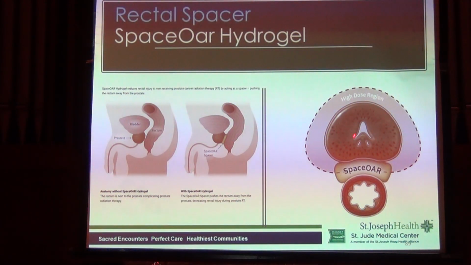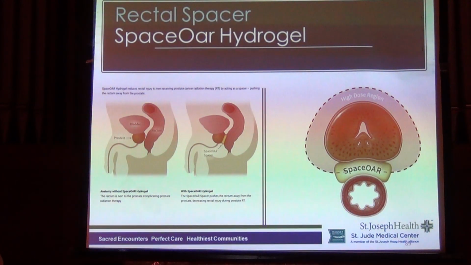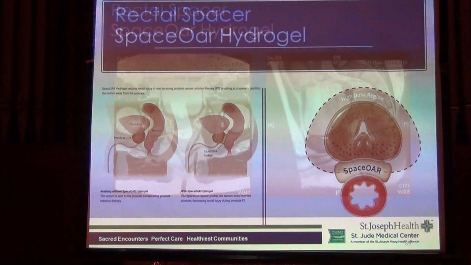So when we deliver the radiation and we give a high dose around the prostate, if you imagine the rectum being right up against here, well, you would get about 25% of the rectum getting a very high dose of radiation. With the introduction of the spacer, that high dose region is completely away from the rectum. So what we're seeing now are toxicity or side effects to the rectum of less than 1%. And that's a big change because we're giving higher doses faster with less side effects.